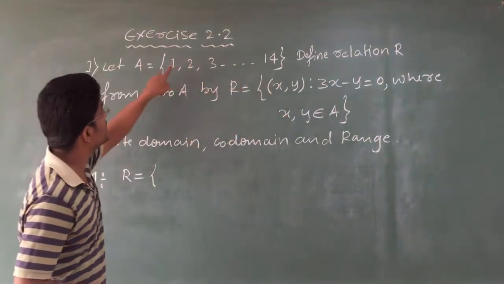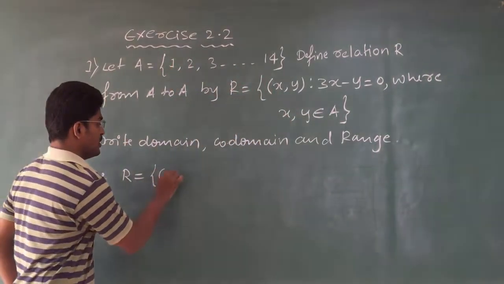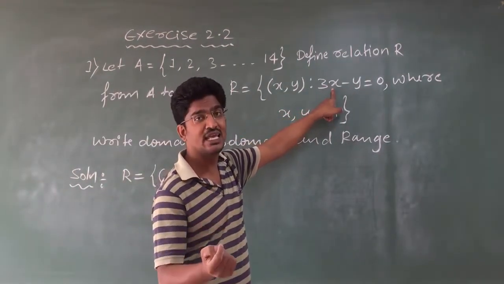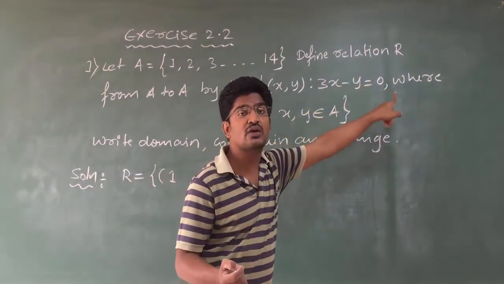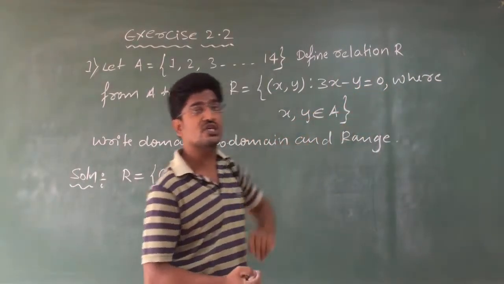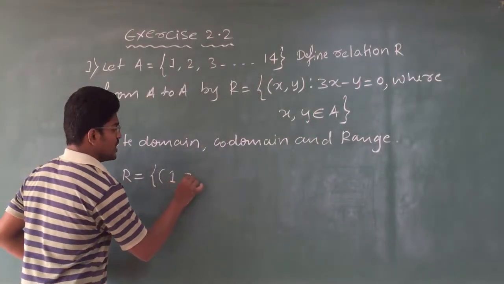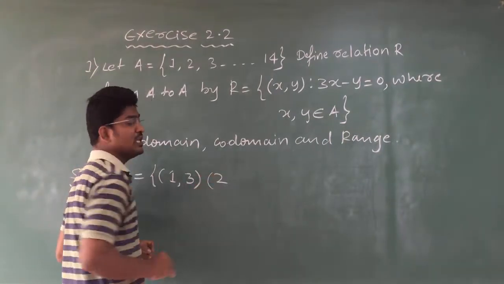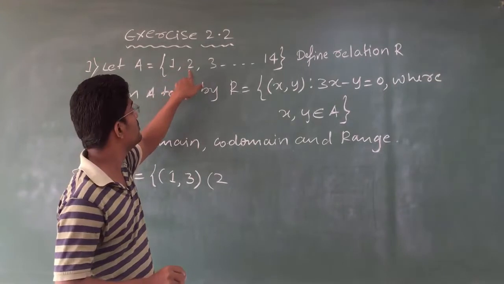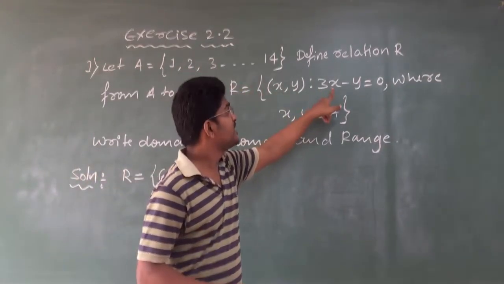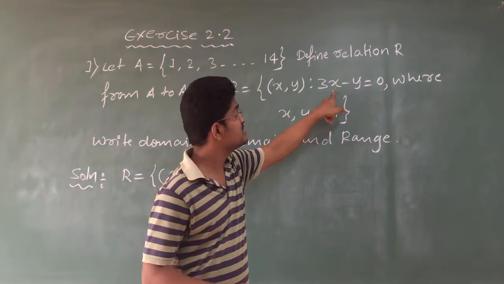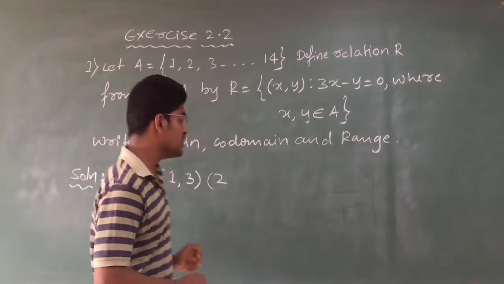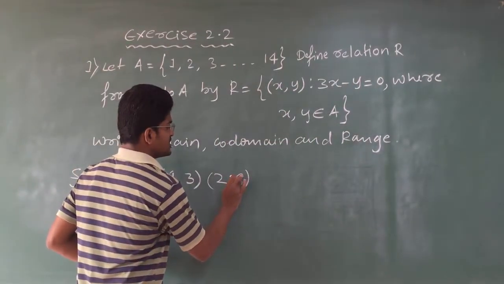If I take x value as 1, 3 into 1 will be what? 3. 3 minus which term will be equal to 0? 3 minus 3 will be equal to 0. So that's why if x is 1, y is 3. Clear? Now I will take x value as 2 because 1 is over. If I take 2 here, 3 into 2, 6. 6 minus which term will be equal to 0? 6 minus 6 will be equal to 0. So that's why y term is 6.